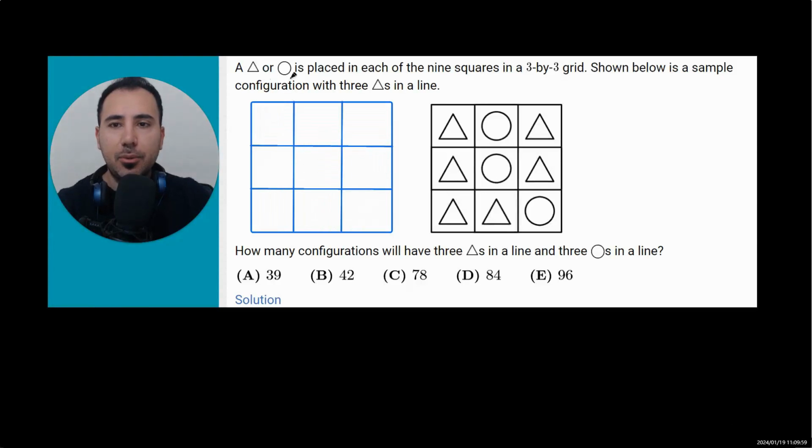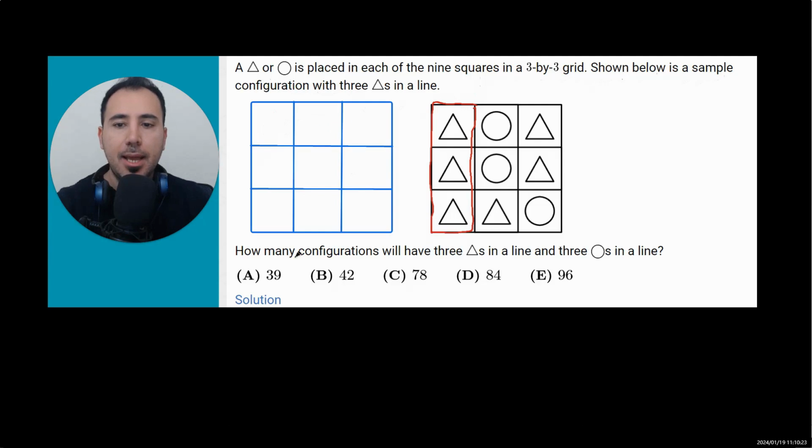A triangle or circle is placed in each of the 9 squares in a 3 by 3 grid. Shown below is a sample configuration with 3 triangles in a line. Like this. Remember, these 3 triangles could also be this way. So the line is either vertical or horizontal.